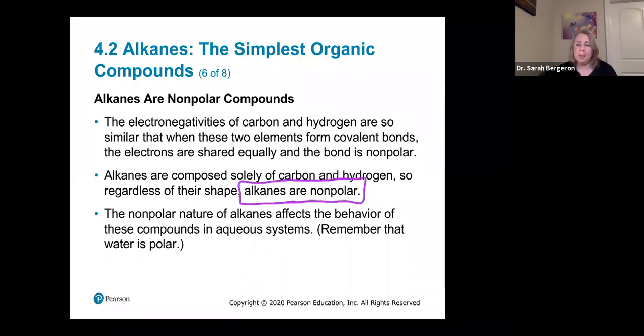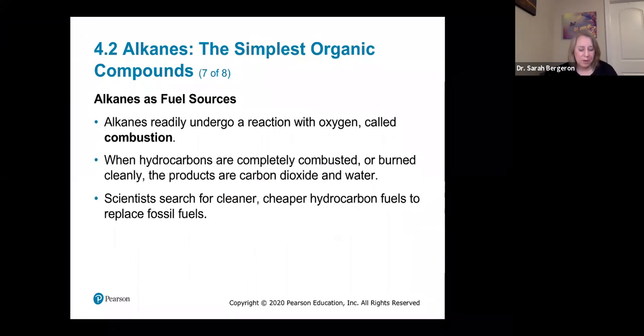And this really affects the behavior of these compounds in an aqueous system, right? They're non-polar, they don't really want to interact with water, and so they're going to behave in certain ways. And we're going to talk in a little detail about how that works.